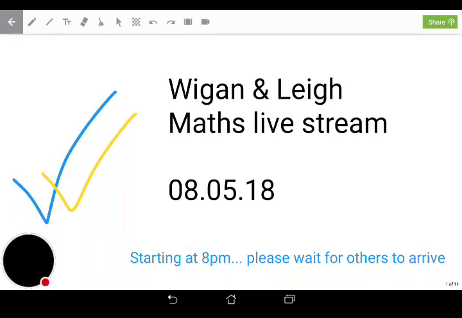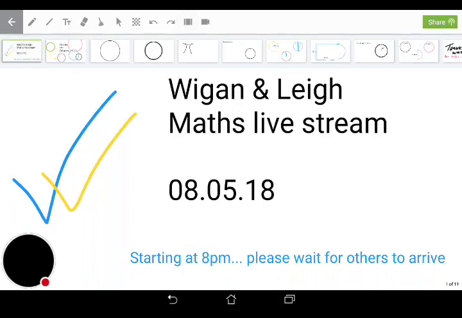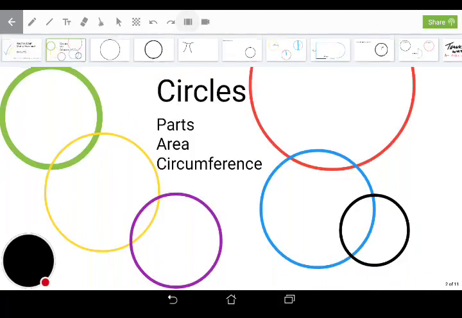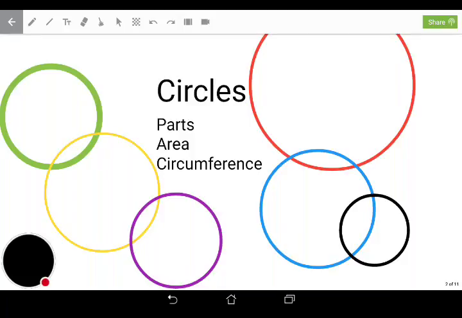We'll make a start. Tonight we're going to take a look at circles. We've looked at other topics in the past, but today we're having a look at circles. Within circles we're going to be looking at the parts of a circle, the area of a circle, and also the circumference of a circle. So you may want to take notes.